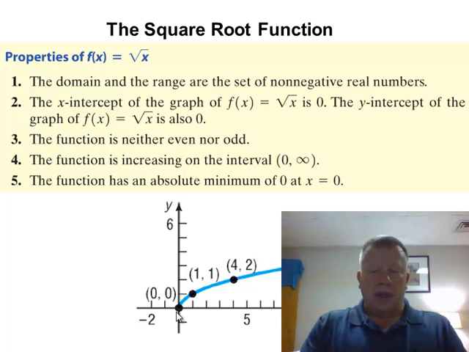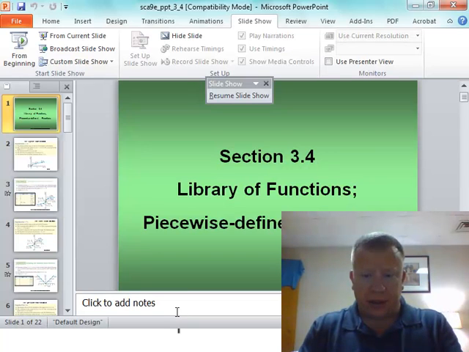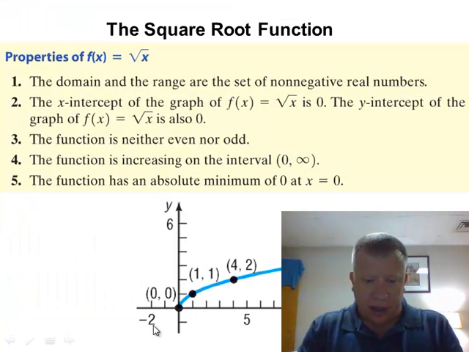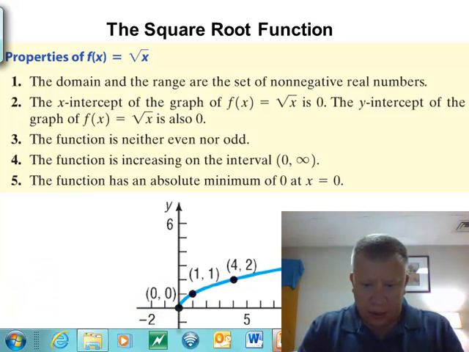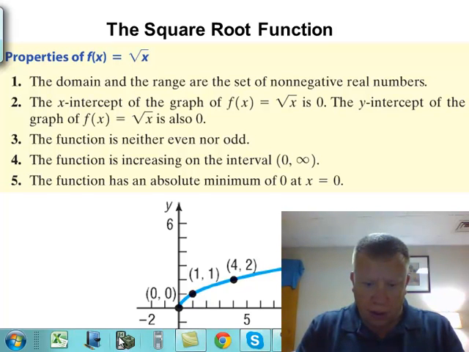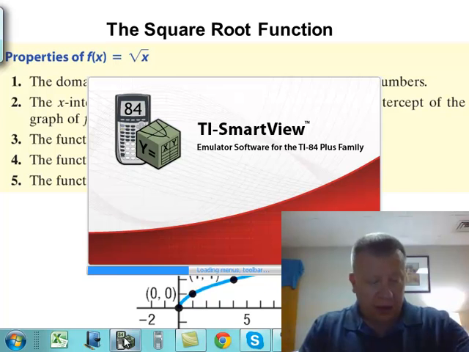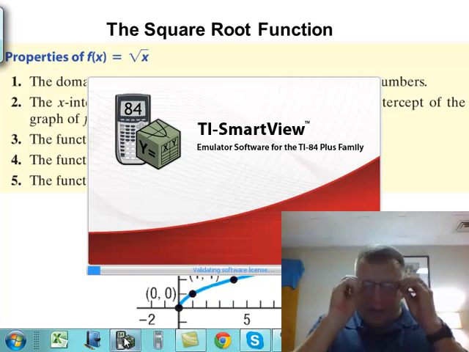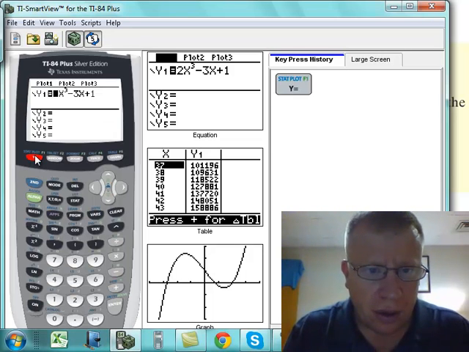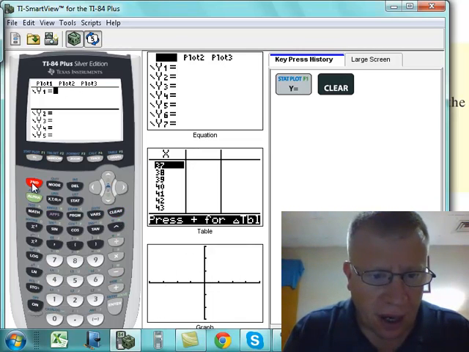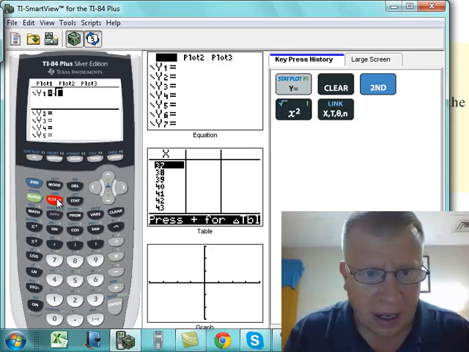All right, now let's go ahead and pull up the graphing calculator, and we'll graph the square root function here together. So go into the equation editor and hit second and then this button right here to pull up the square root function, and then select x, and that's it.